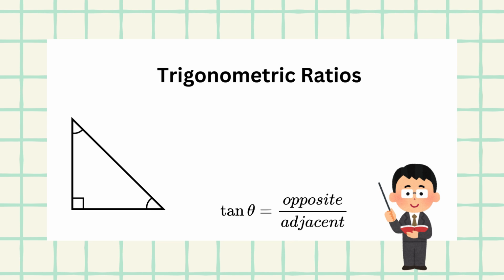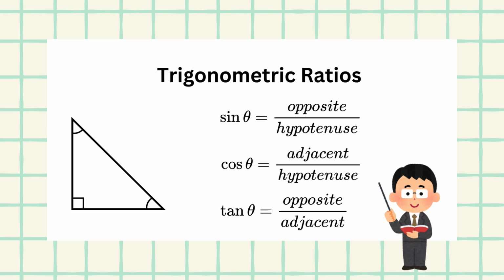Let's learn the three rules now in trigonometry, knowing the trigonometric ratios. The three trigonometric ratios you need to know are: first one, sine. The formula is sine theta equals opposite over hypotenuse. Second one, cosine. Formula, cos theta equals adjacent over hypotenuse. The third one is tangent. It is tan theta equals opposite over adjacent.